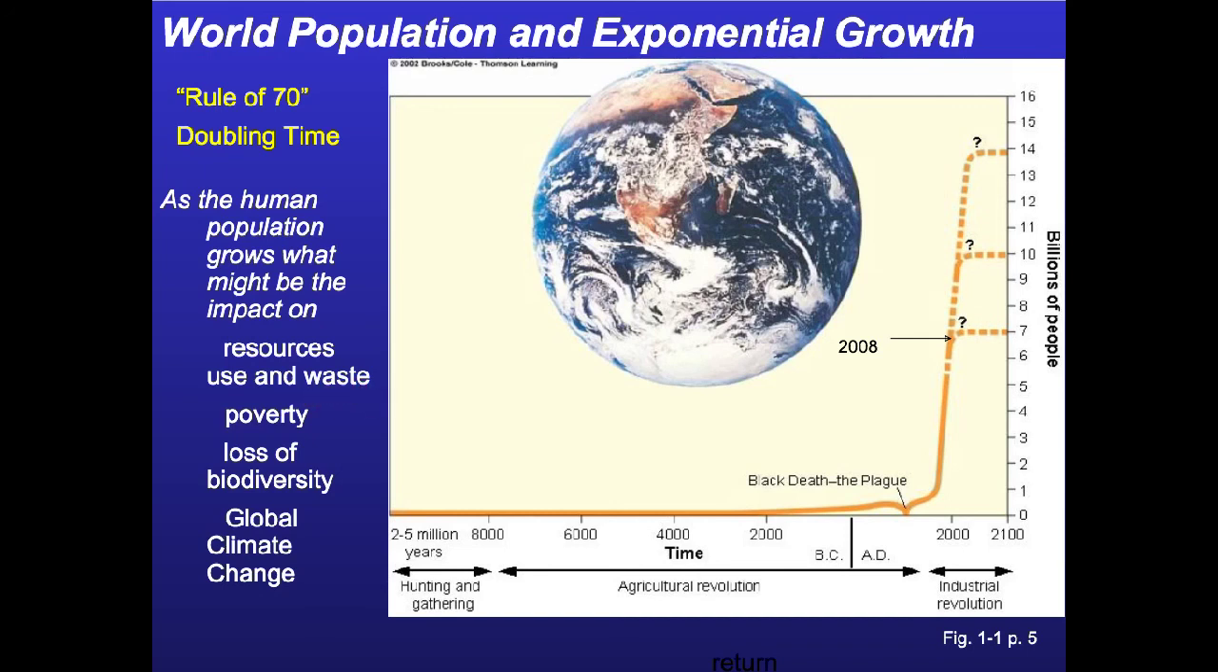What about our waste when we throw things away? What about poverty? There's a huge growing gap between the really wealthy and the really poor, as you hear about the 1%. Also loss of biodiversity. Now, are we going to be able to live on this planet with all other living things, or are we going to take over and their habitats are going to diminish? And then also global climate change.